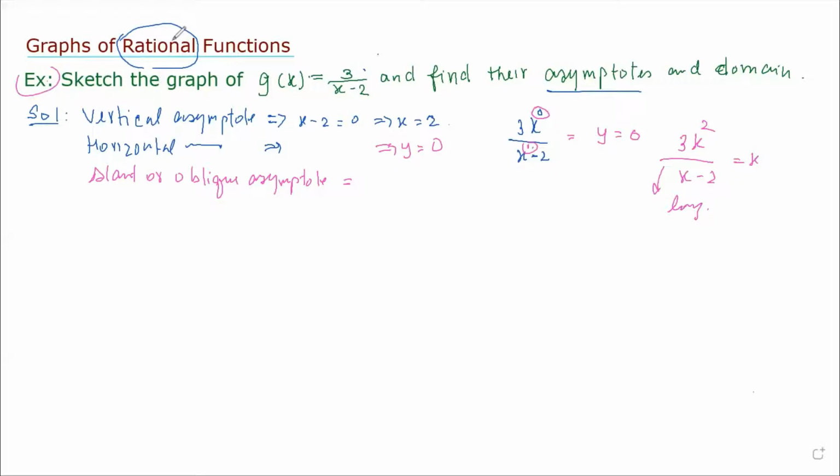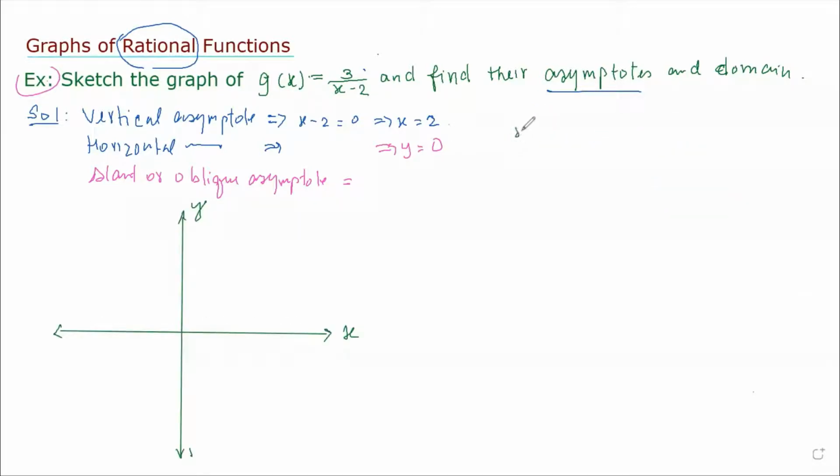Okay, now we plot the graph. How to plot the graph fast and effectively? I don't want you to use a table anymore. I will tell you how: just start with the x-intercept.